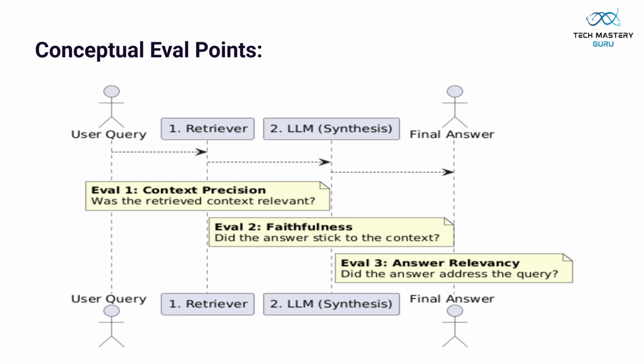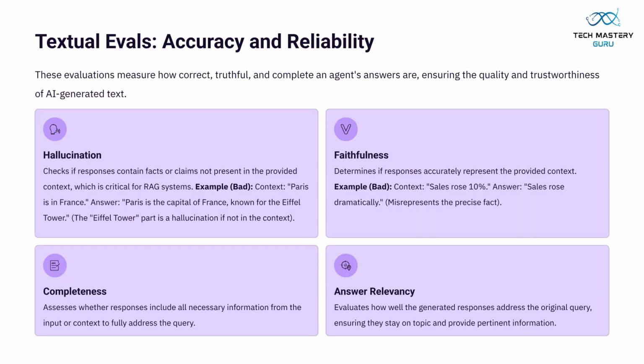This diagram highlights conceptual evaluation points within the RAG pipeline. Evals measure context precision, faithfulness of the answer to the context, and answer relevancy to the query, ensuring quality at critical stages. Textual evals measure accuracy and reliability. This includes detecting hallucinations, ensuring faithfulness to context, assessing completeness of information, and evaluating answer relevancy to the original query. These are critical for trustworthy AI-generated text.